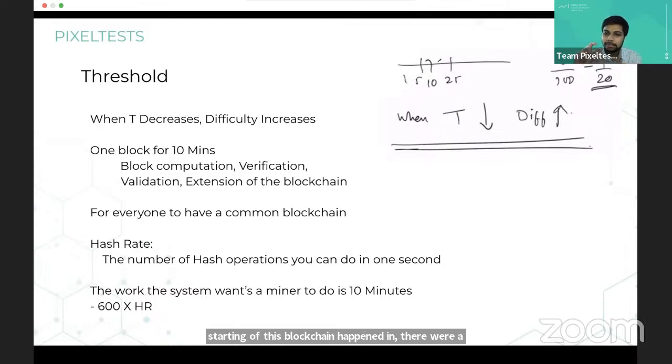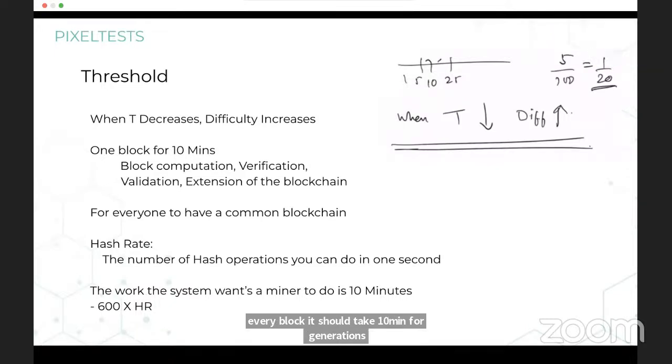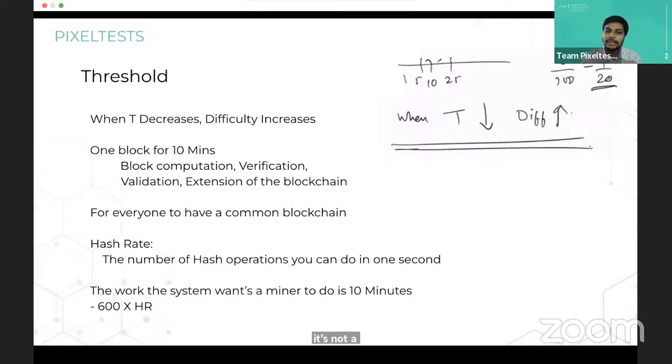There is a set threshold or difficulty that was given as a system parameter, and it is set in a way that every block should take 10 minutes for generation, right? That's not an assumption. It's a given.